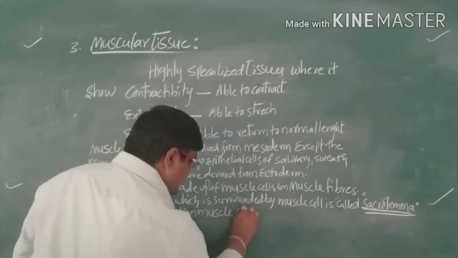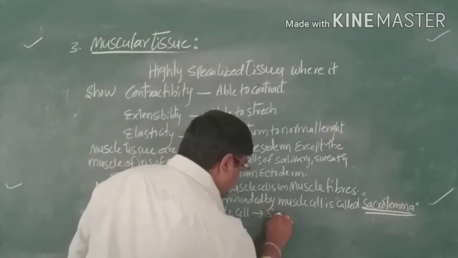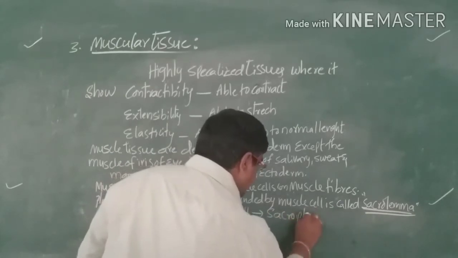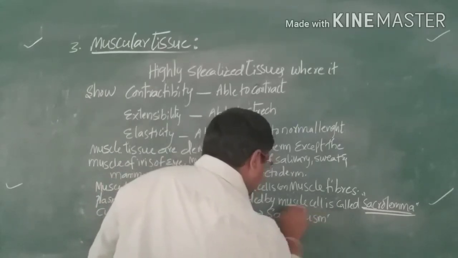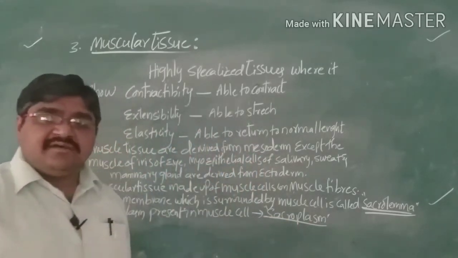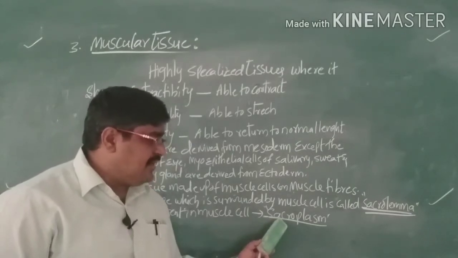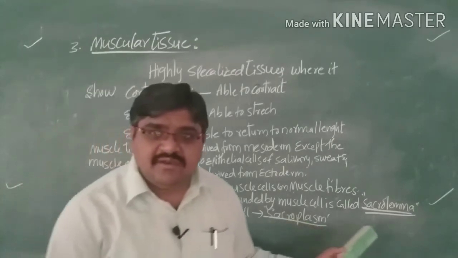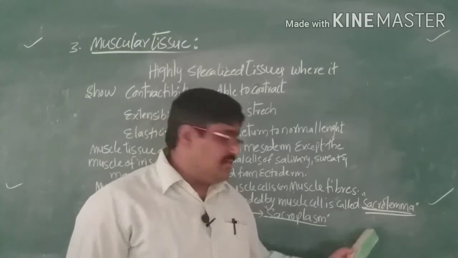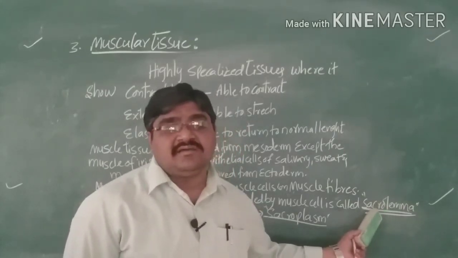Muscle cells is called as the sarcoplasm. So here what is the sarcoplasm means? The cytoplasm present in muscle cells or muscle fibers, we can call as a sarcoplasm, and the plasma membrane which is surrounded by the muscle cells or muscle fibers, we can call as the sarcolemma.